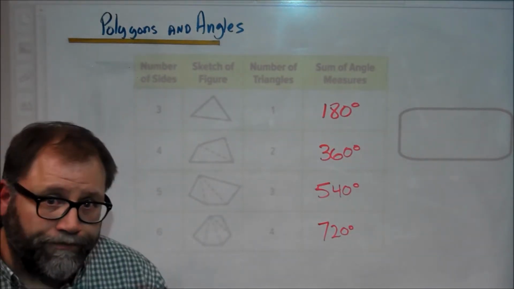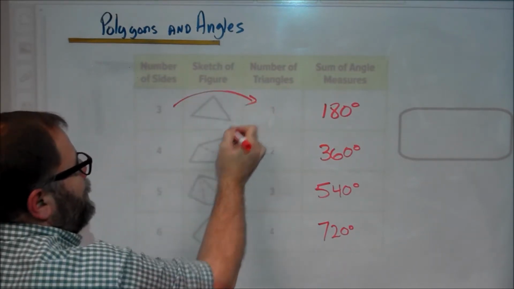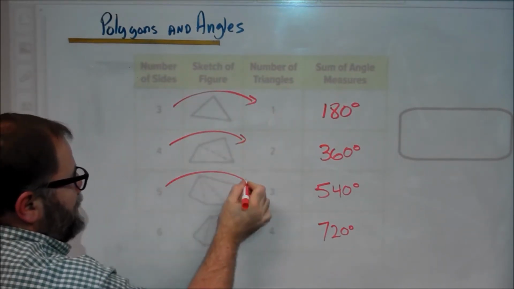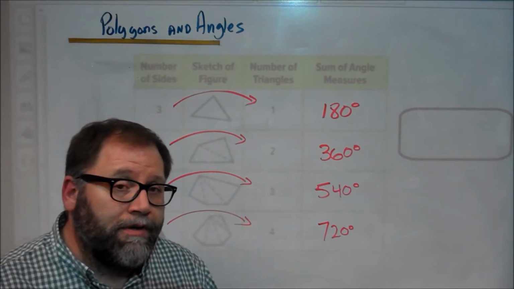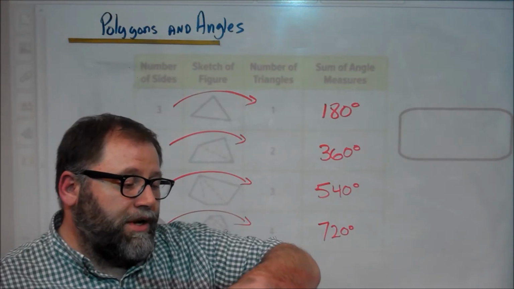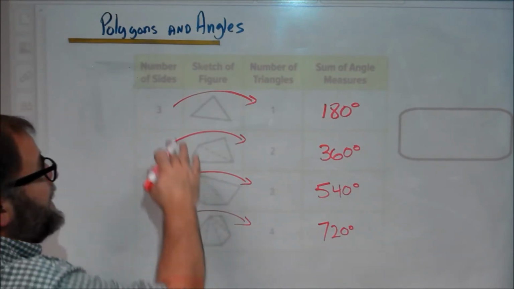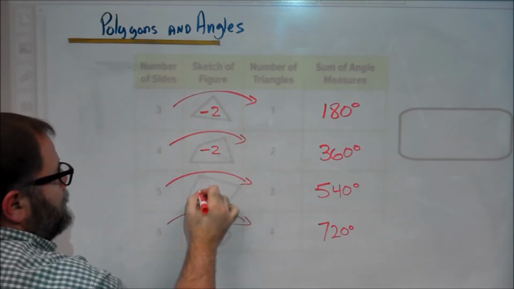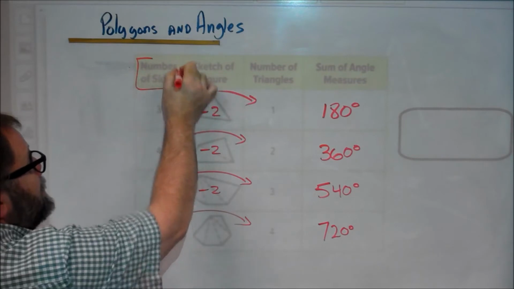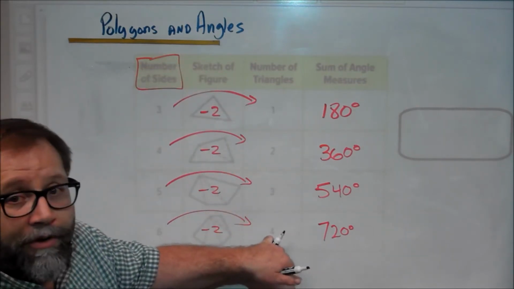Now, let's look for a pattern. How is my 3 becoming a 1? How is my 4 becoming a 2? How is my 5 becoming a 3? How is my 6 becoming a 4? What do you notice? Teacher wait time. Yeah, so we're taking the number of sides and subtracting 2. Number of sides minus 2. Then we're getting a value.